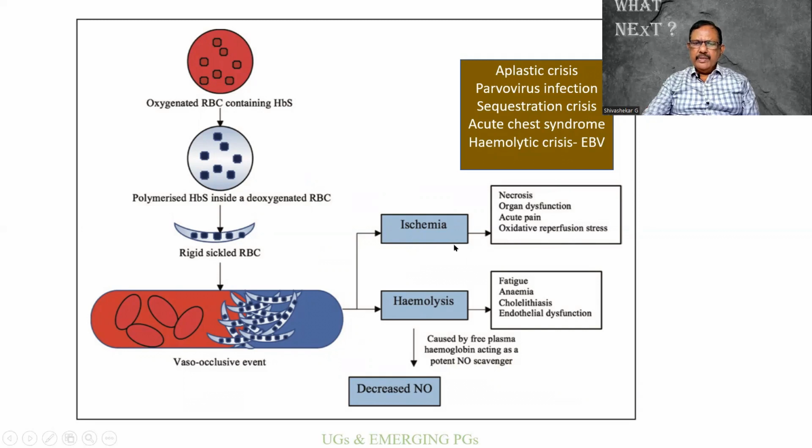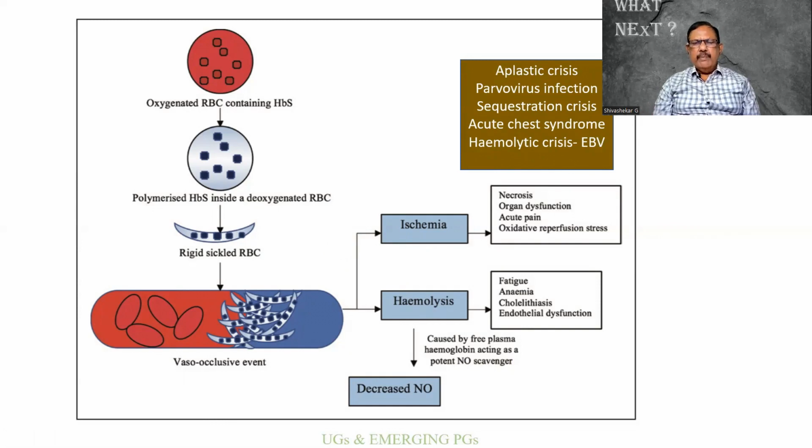So ischemic crisis. Hemolysis, when more and more of the RBCs are getting destroyed, is called a hemolytic crisis. At the same time, you find the bone marrow starts producing, but it is not able to do so at one time. It is called an aplastic crisis. Parvovirus can get precipitated by means of this, and Epstein-Barr virus is also implicated in the hemolytic crisis.